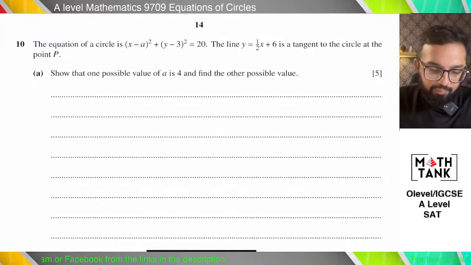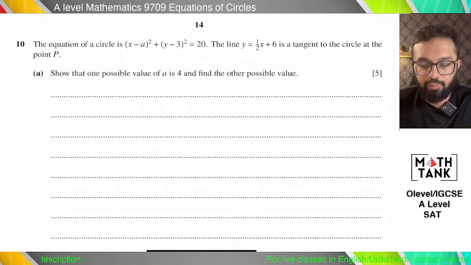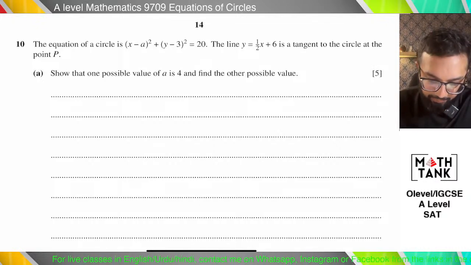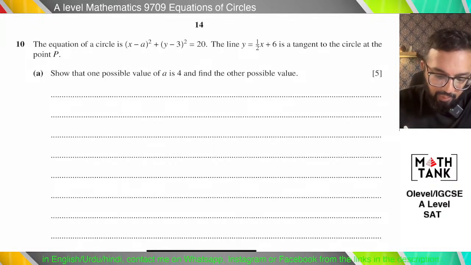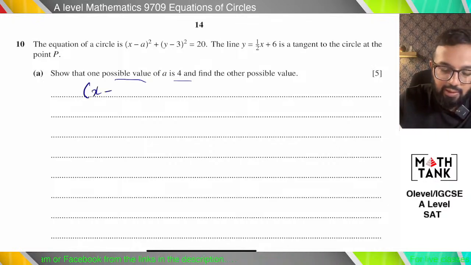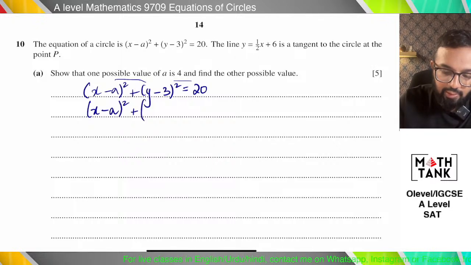It says the equation of a circle is (x minus a) whole squared plus (y minus 3) whole squared equals 20. The line y equals half x plus 6 is a tangent to the circle at the point P. So that one possible value of a is 4, and find the other possible value of a. So I'm going to solve them simultaneously again. (x minus a) whole squared plus (y minus 3) whole squared equals 20. I will replace y with half x plus 6.